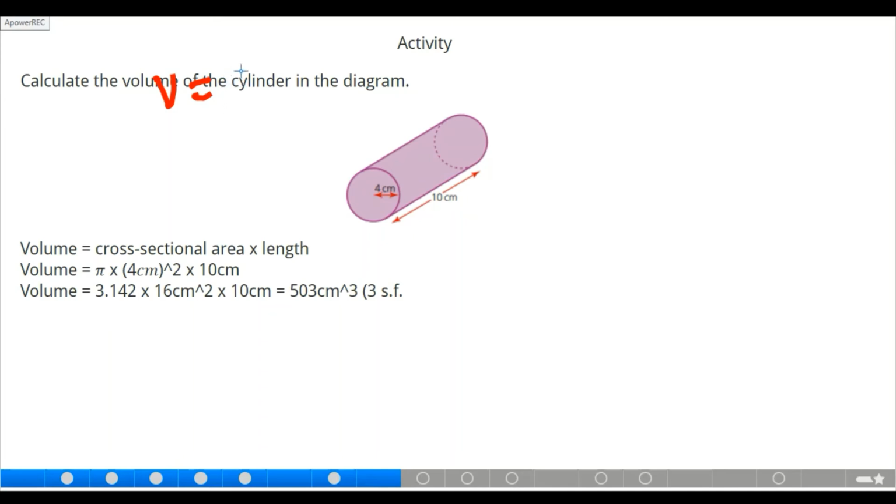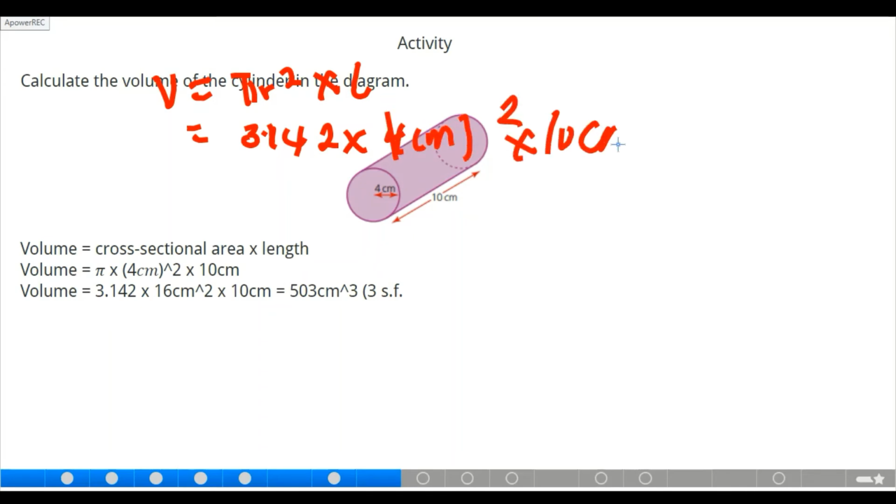Okay, so this is going to be pi r squared multiplied by L. What is the pi here? The pi here is 3.142. That's what we are using. We are not using 22/7, which is the fractional expression of this. And the radius here is what? That is 4. So we have 4 centimeters all squared multiplied by the length, which is 10 centimeters.